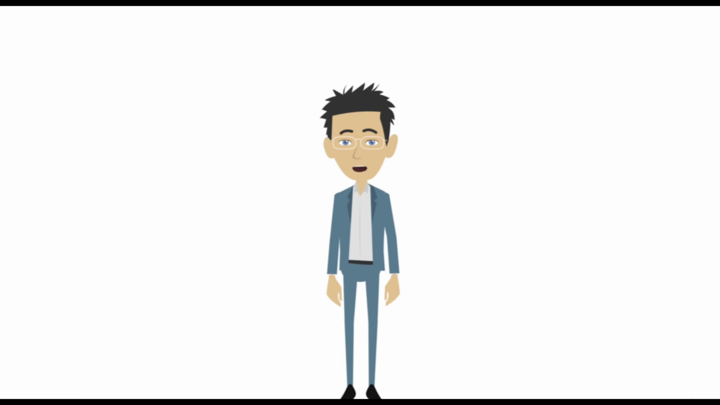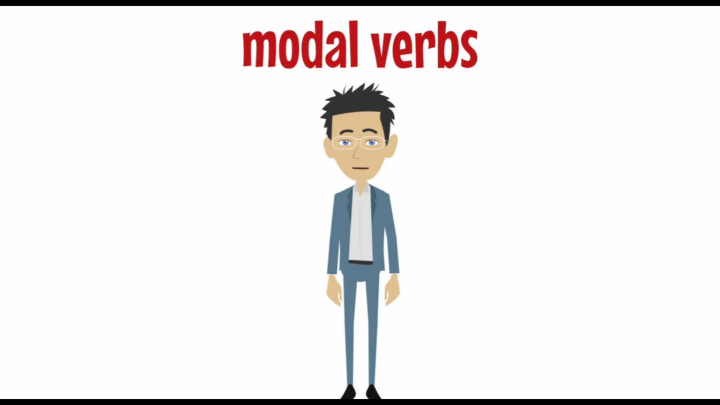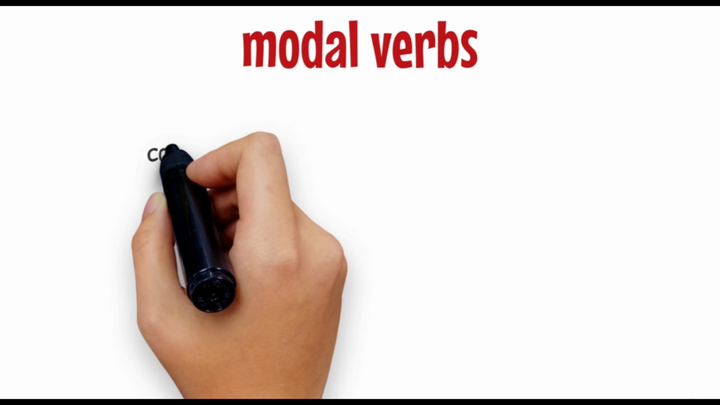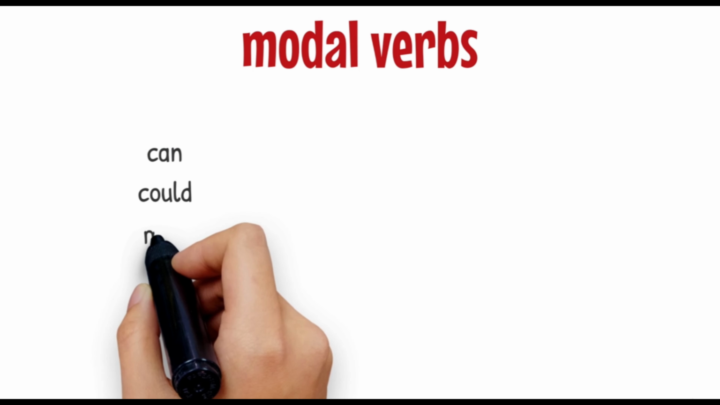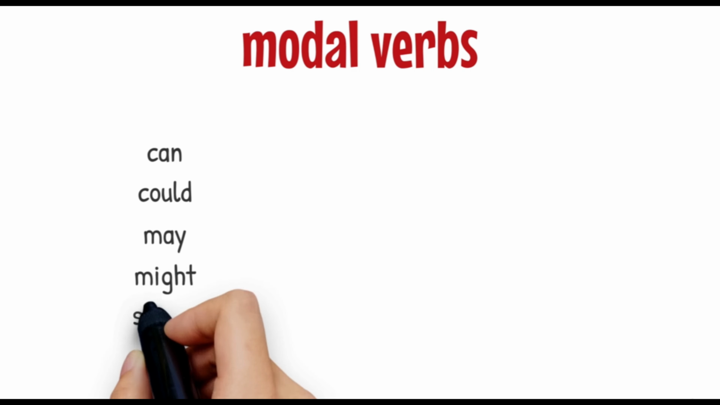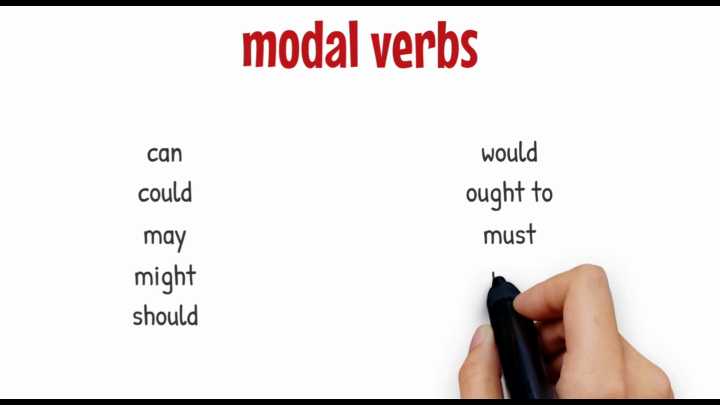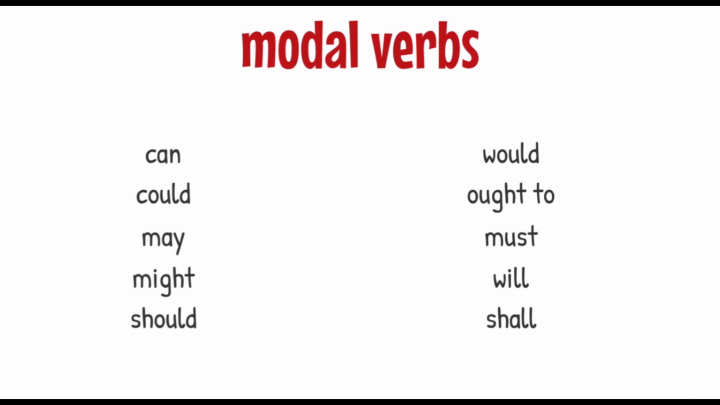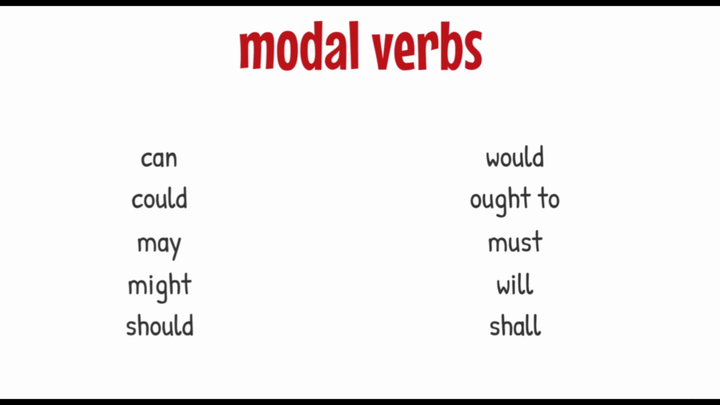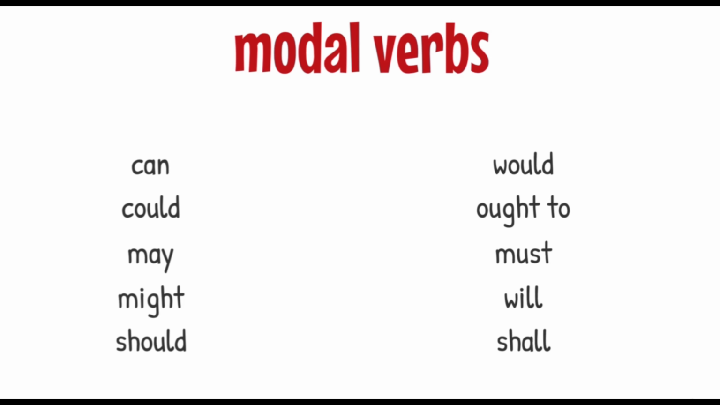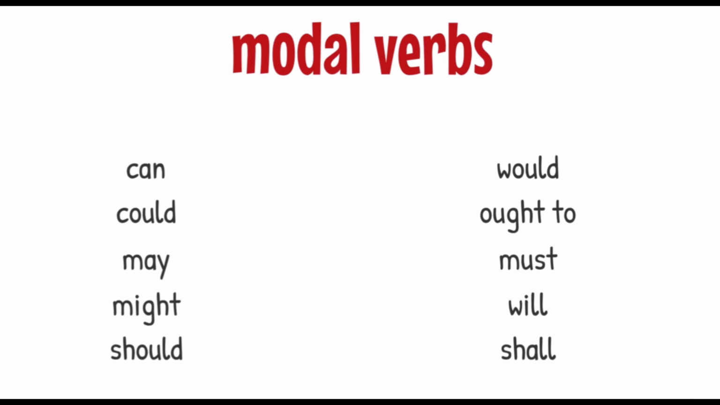There are several verbs in the English language that behave differently from other verbs. They are the so-called modal verbs. The modal verbs are can, could, may, might, should, would, ought to, must, will, shall. We'll cover all of these verbs in the following lessons. But now let's talk about what makes these verbs different from other verbs.